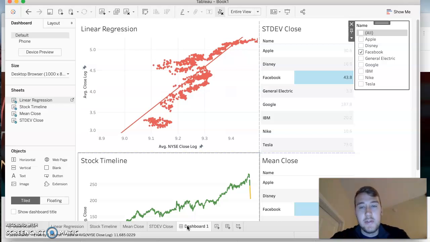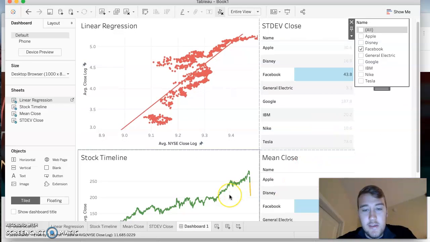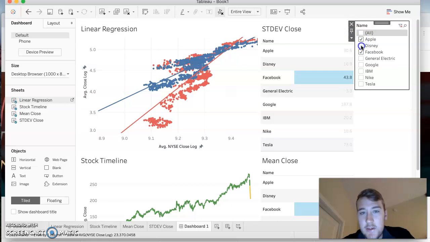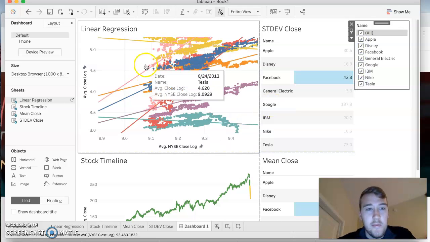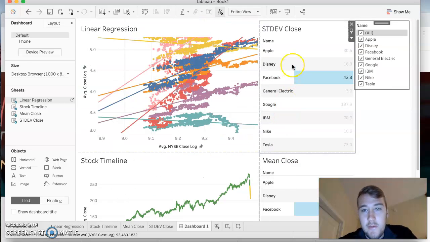Lastly, we have our dashboard, and this is a combination of all the sheets into one. It's also interactive, so you can select different stocks and it changes depending on the stock you click. We have the linear regression, stock timeline, mean close, and the standard deviation close.